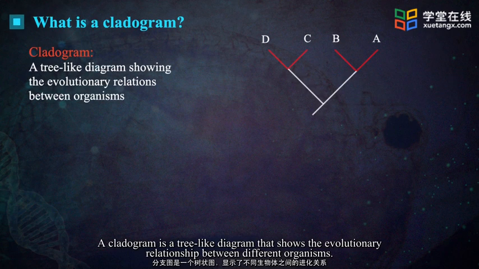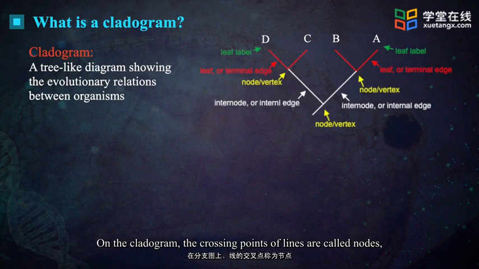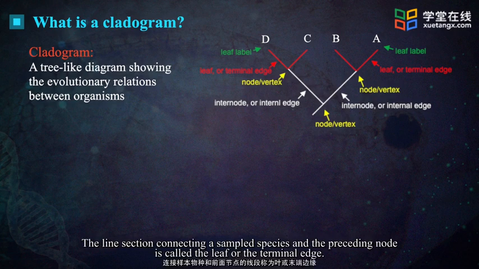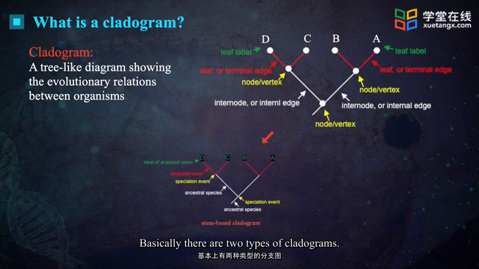A cladogram is a tree-like diagram that shows the evolutionary relationship between different organisms. Here, on the right-hand side, you can see a cladogram, for example. On the cladogram, the crossing points of lines are called nodes, and the line sections between nodes are internodes, or internal edges. The line section connecting a sampled species and the preceding node is called the leaf, or the terminal edge. And sometimes, people will add small dots to the nodes and the terminal parts of the leaves to highlight them.